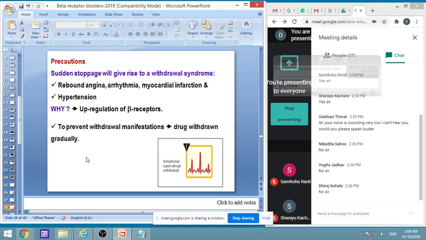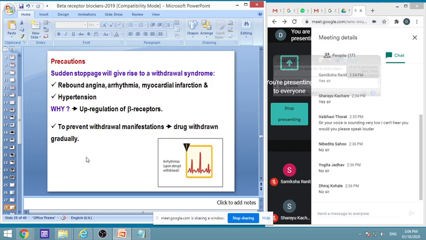Why does this happen? Because there is an upregulation of beta receptors. We have seen it earlier: if this receptor is blocked for a longer time, then the body thinks that somehow the receptors are not functioning, so many new receptors will be made. So if you have an antagonist, you are blocking it, but the receptors are there. They are too many, and sometimes even the secretion is also increasing.